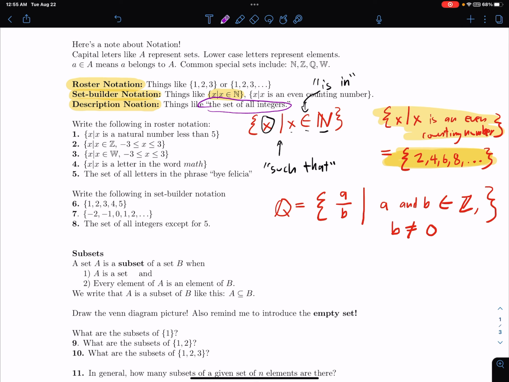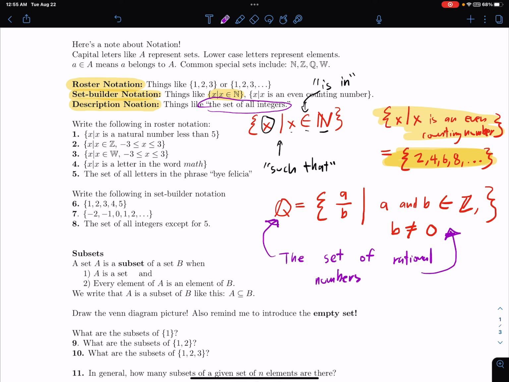So I could say the rational numbers. That's another way of saying it. Or the set, I should say a set. The set of rational numbers. Assuming you already know what rational numbers are. So this is the same thing as that set right here, which is the same thing as that set right there. There's all three different notations of writing that same thing.